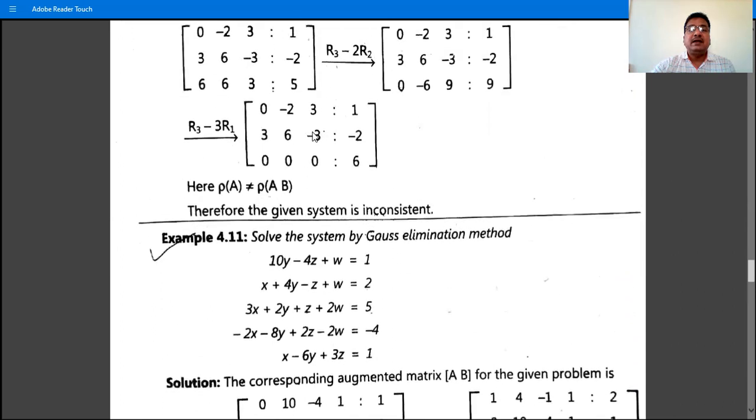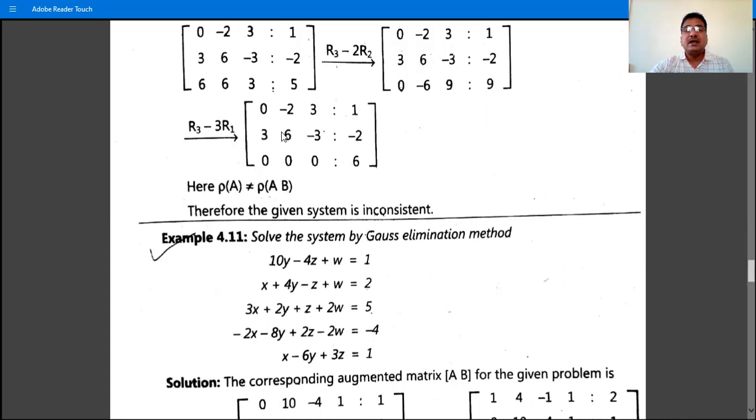If we observe the rank of A and the rank of AB: up to this line, by deleting the last column, we have the echelon form of the matrix A. There are 2 non-zero rows, and therefore the rank of A is 2. But if you observe the whole matrix, it is the echelon form of the matrix AB. The first row is non-zero, the second row is also non-zero, and the third row is also non-zero, and therefore the rank of AB is 3.